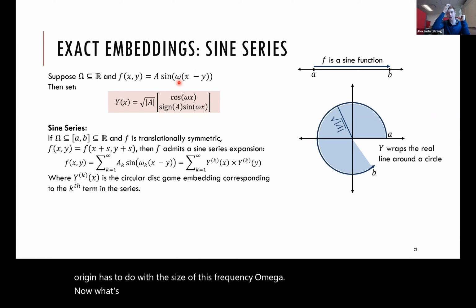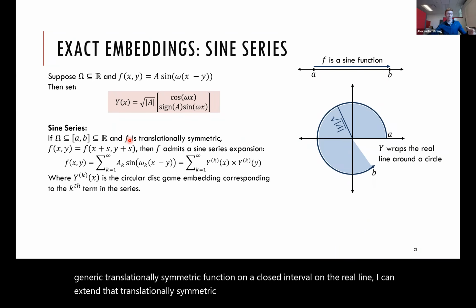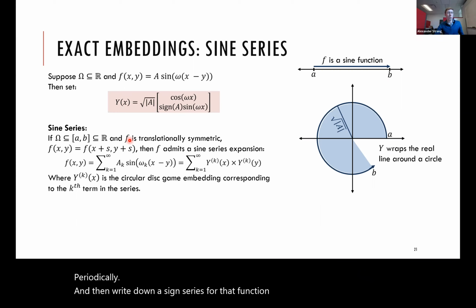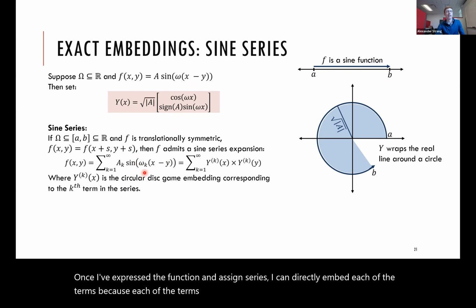Now, what's particularly nice about this construction is if I start instead with some generic translationally symmetric function on a closed interval on the real line, I can extend that translationally symmetric function periodically and then write down a sine series for that function. Once I've expressed the function in a sine series, I can directly embed each of the terms, because each of the terms takes this form, and each of those terms gets embedded to a circle.